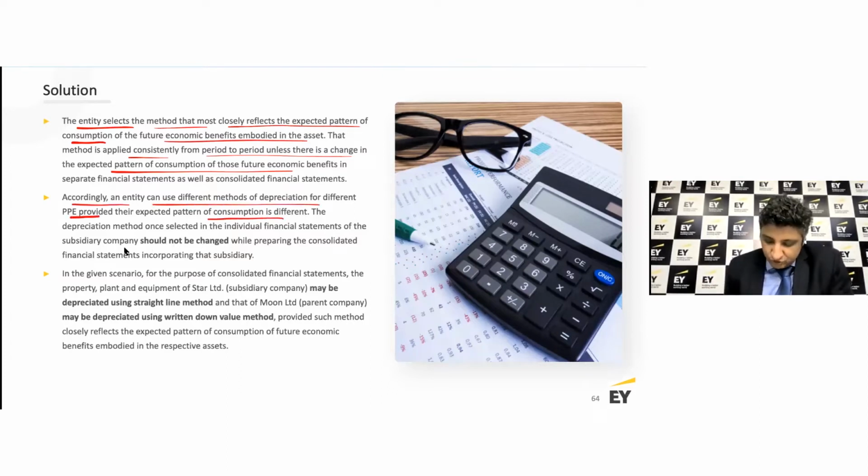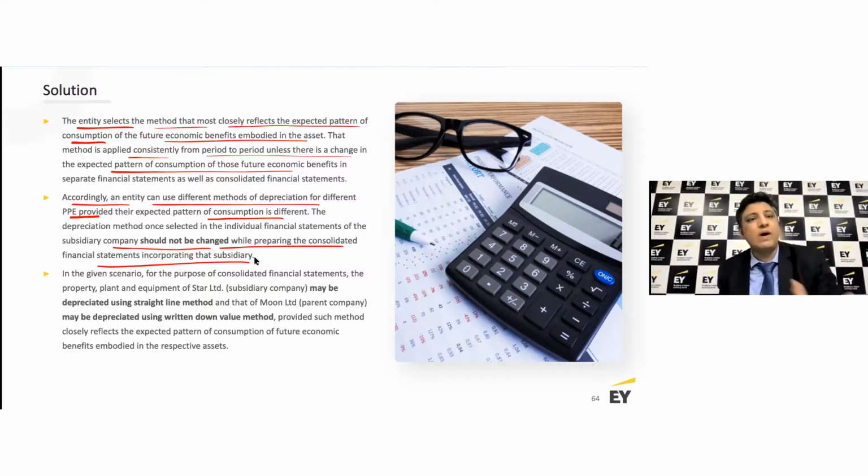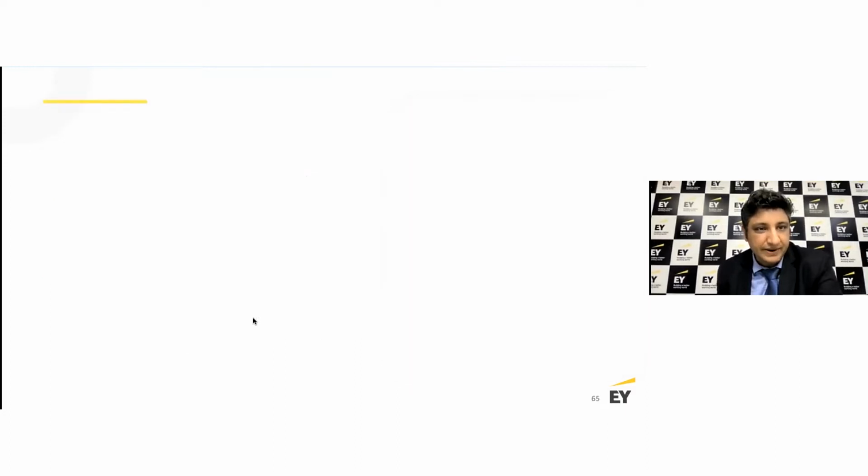And of course, it should not be changed if an entity within the group, let's say a subsidiary, is using a different method because the expected pattern of usage or consumption is aligned to that method. That is not expected or required to be changed at a group level either, because even at a group level, the expected pattern of consumption is just the same. So that's where we're trying to say that you would continue to use two different sets of methods, straight line for one and WDV for another, as far as this given scenario is concerned. All right.